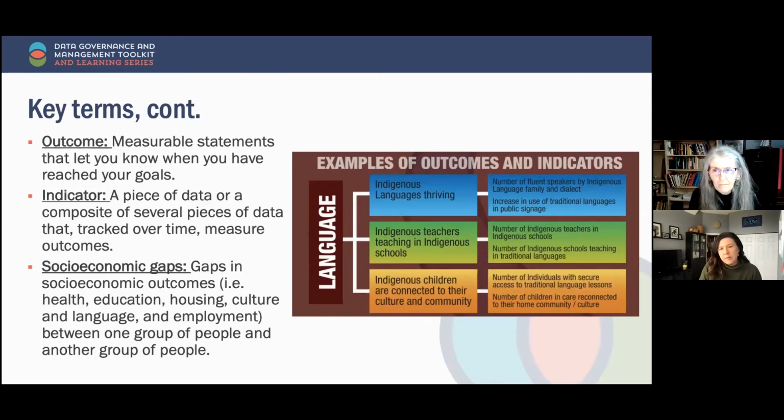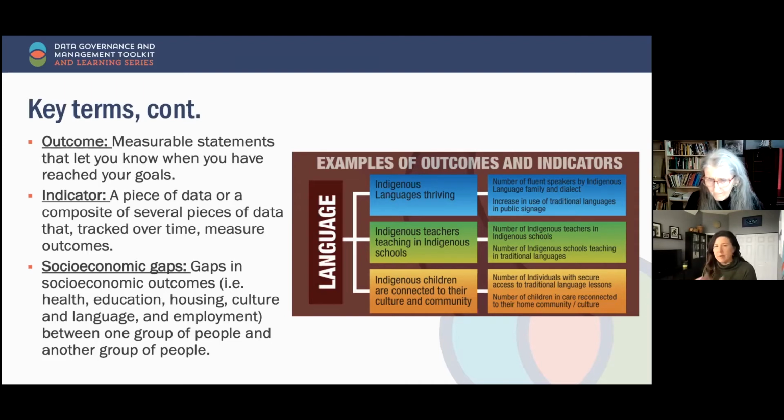So we're going to talk a little bit about outcomes and indicators today, but really this is to set up the next webinar in which we'll dive into this a lot more deeply. An outcome is the statement that lets us know when we've achieved what we want to achieve. And then the indicator is a piece of data that tells us how we're doing in reaching that outcome. So you see Indigenous teachers teaching in Indigenous schools. That's an outcome that the government wants. Then we might track the number of Indigenous teachers teaching in Indigenous schools.